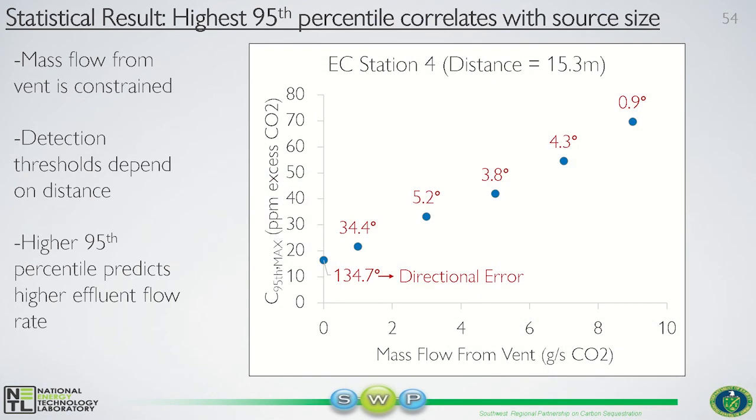Here is a plot of mass flow rate versus the C95 max value with the included directional error. Here we can see an expected trend. As the amount of CO2 coming out of the vent increases, so does the C95 max value. Additionally, our directional location ability increases significantly the larger the source.